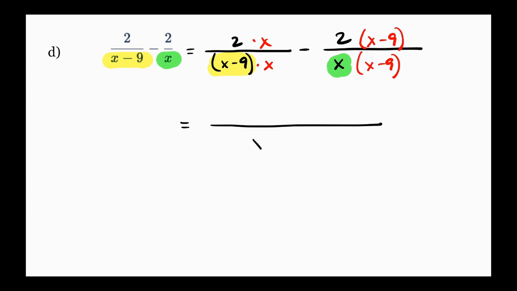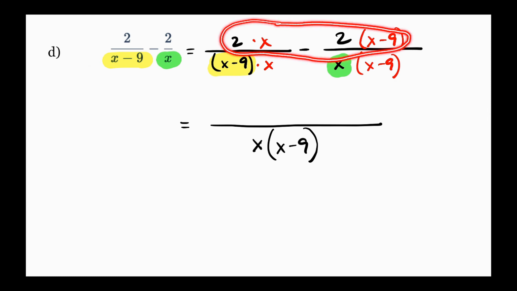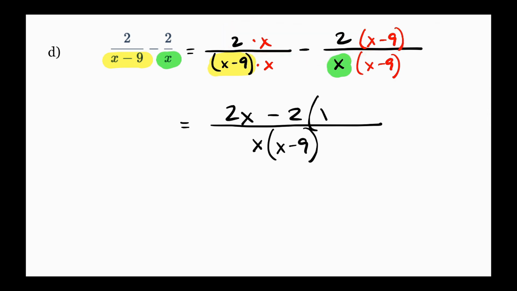So my common denominator is going to be x minus 9. You can put the x on the other side, or you can put it in the front. It doesn't matter. You'll get the same answer. Okay, let's write the tops. So it's going to be 2x minus 2 parentheses x minus 9.